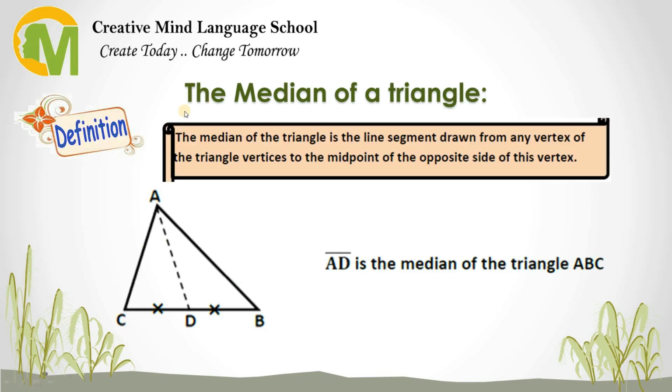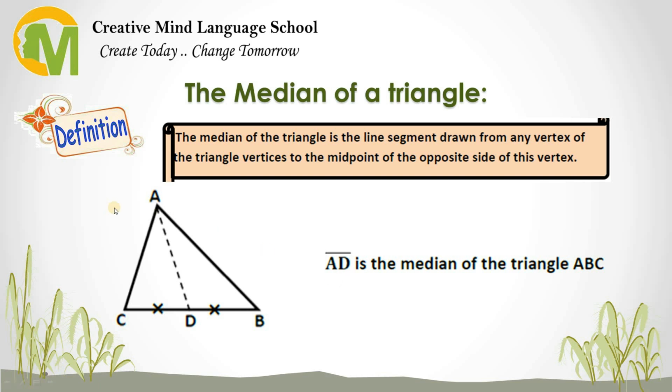Now let's see what is the definition of the median of a triangle. The median of the triangle is the line segment drawn from any vertex of the triangle to the midpoint of the opposite side of this vertex. Here we have in triangle ABC, AD is the median of the triangle ABC.